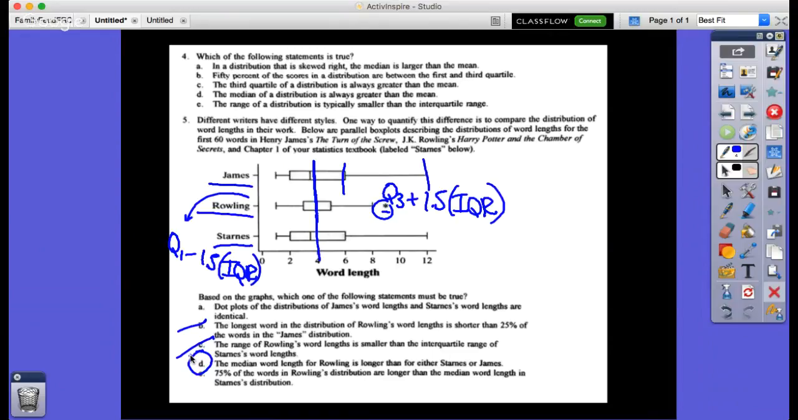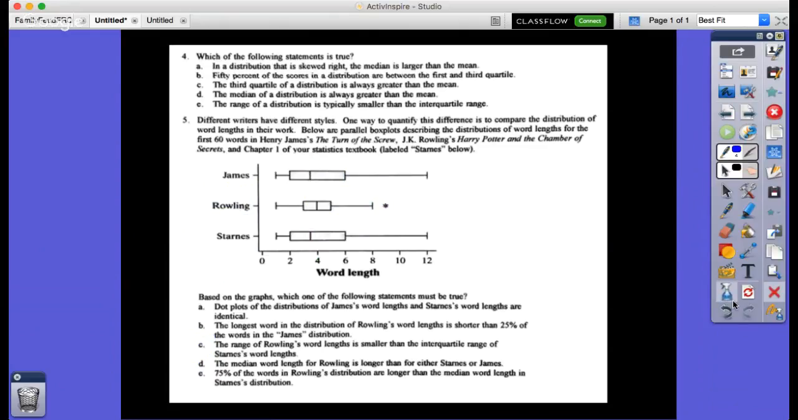See what E says. 75% of the words in Rawlings distribution... 75% would be from here on, right? Is longer than for either Starnes or James, 75% of the words. That's incorrect, right? Because, okay, so let me read that again. The median word length for Rawling is longer. Median word length for Rawling. This is, let me erase this. We said it was D, right?